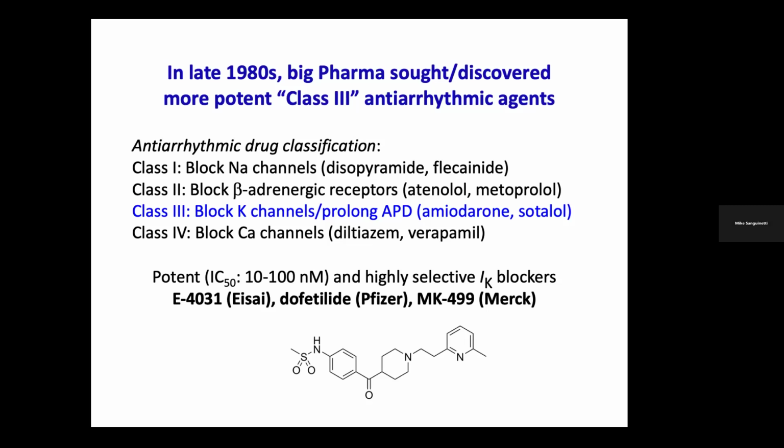And the three main ones at that time were E4031 from Eisai company in Japan, Dofetilide from Pfizer, and MK499 at Merck. That was one of the compounds that my lab, obviously with the chemists who made the compounds, discovered in the late 80s. And all these compounds are methanesulfonanilides, and that's the primary pharmacophore for these compounds. So methanesulfonanilide, that's what they have in common. And then the R group to the right there could be varied quite a bit, and would change the selectivity as well as the potency.